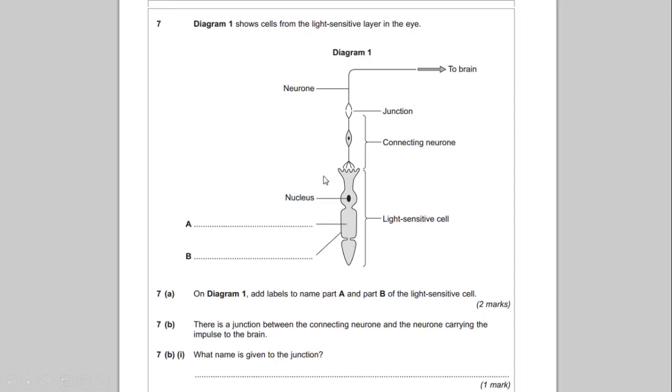Question 7 says diagram 1 shows cells from the light sensitive layer in the eye. On diagram 1, add labels to part A and part B of the light sensitive cell.